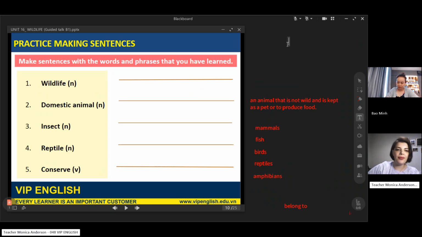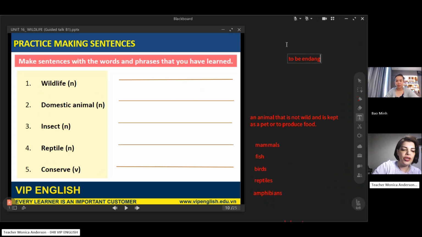So we can say to be endangered, okay? Or to be in danger of extinction. For example, some species of animals, many species are in danger of extinction. It means in future they may become extinct.